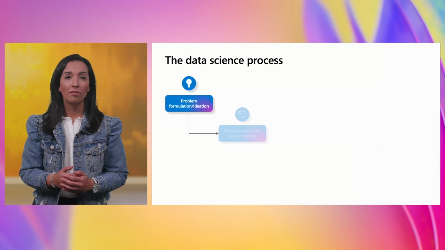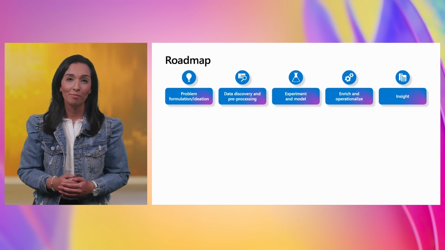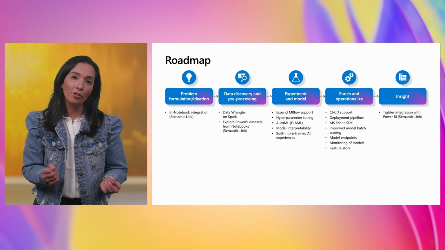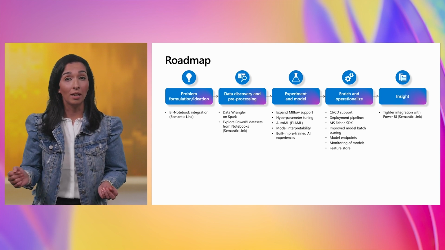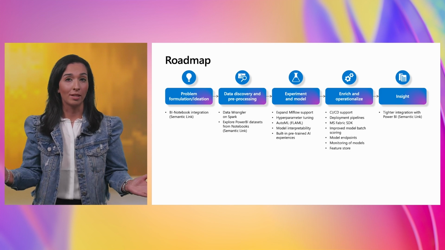We have a large set of experiences and capabilities planned on our roadmap, and I want to share them with you. Semantic Link is a feature we are introducing for a tighter integration between data science and BI. This will help collaboration with stakeholders throughout the data science lifecycle.